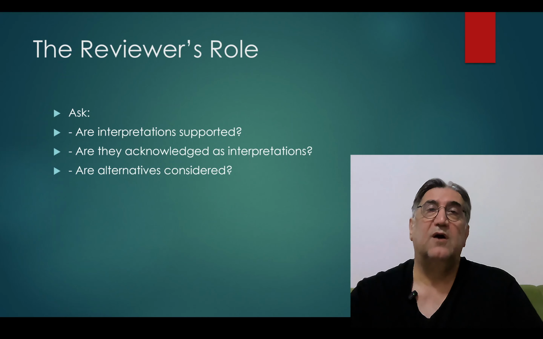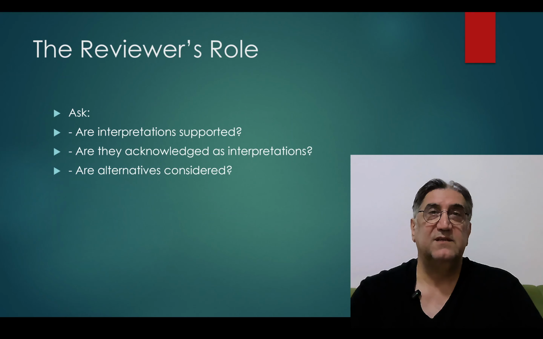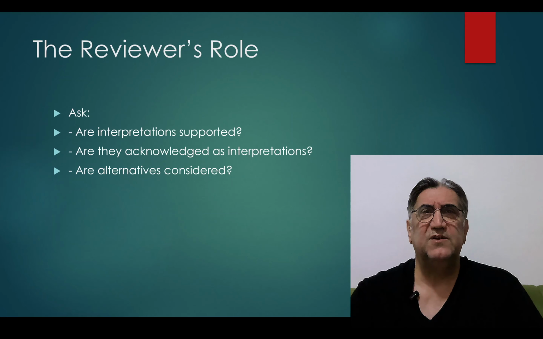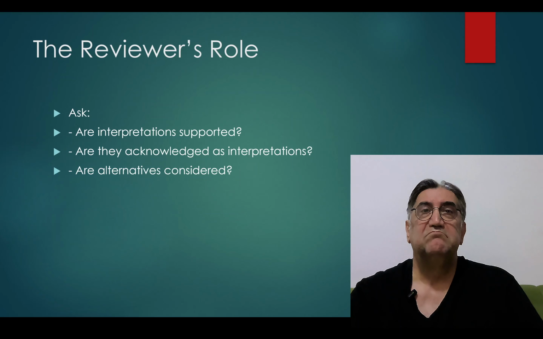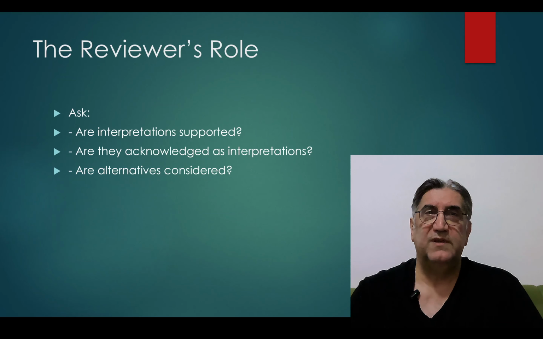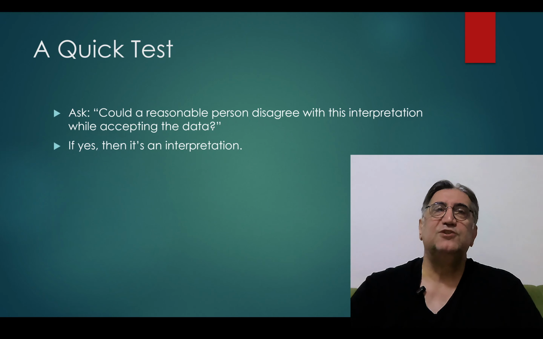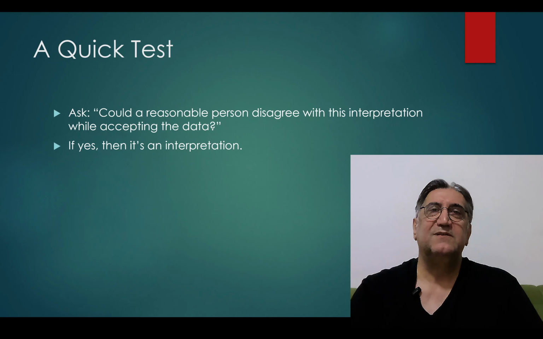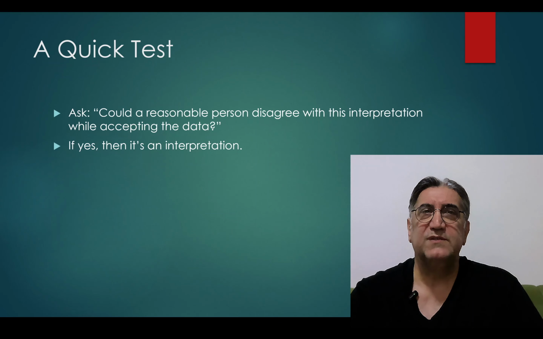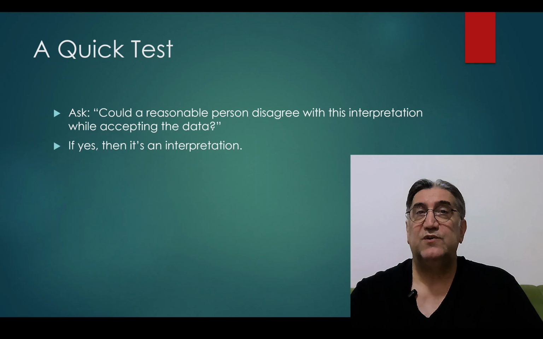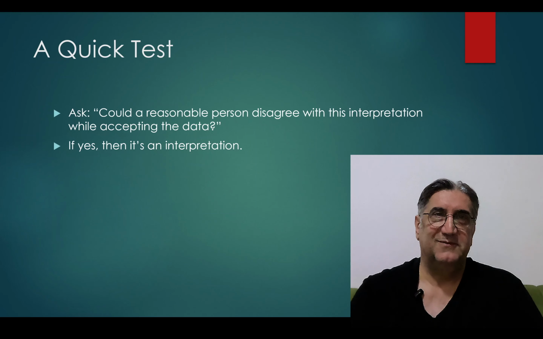So, your job as a critical reviewer is not to say this is wrong, but to ask, is this one possible interpretation of the data? Are there interpretations acknowledged? Is the conclusion cautious or is it overconfident? Here is a little trick. Whenever you read a claim in research, ask yourself, could a reasonable person disagree with this interpretation, even if they accept the data? If the answer is yes, you're looking at an interpretation.